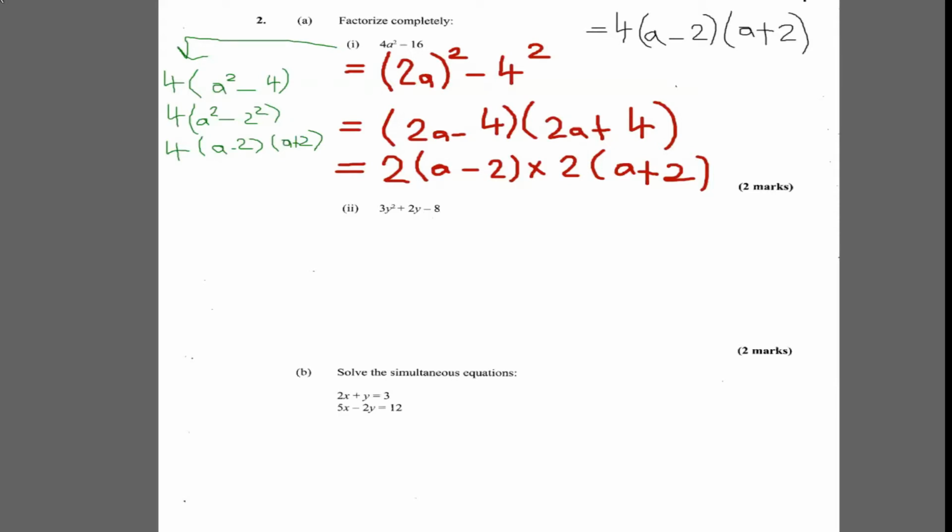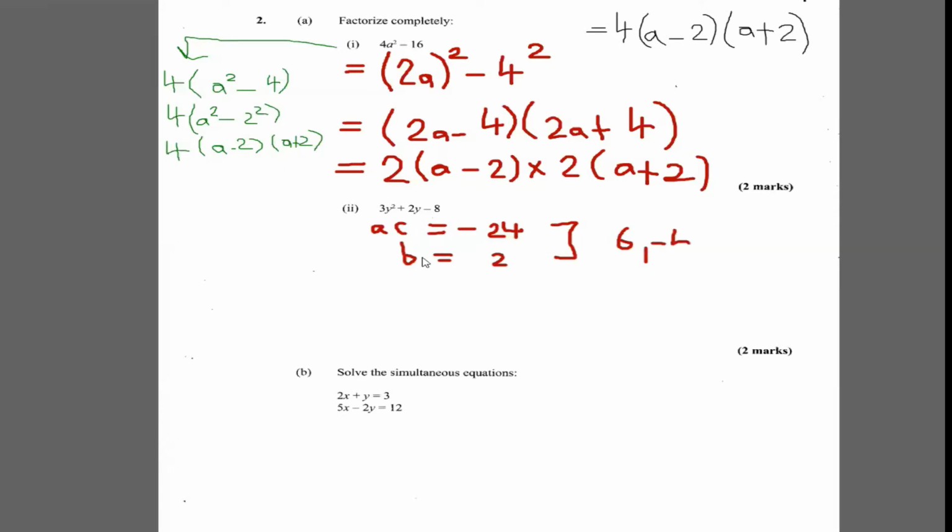Now this one has 3y squared plus 2y minus 8. Factorize this expression. We're going to multiply the y squared coefficient times the constant, a times c. When you multiply that, you get negative 24. So the question we ask ourselves is, which two numbers multiply to get negative 24, but when we add them, we get 2? The only two numbers I'm thinking of are 6 and minus 4.